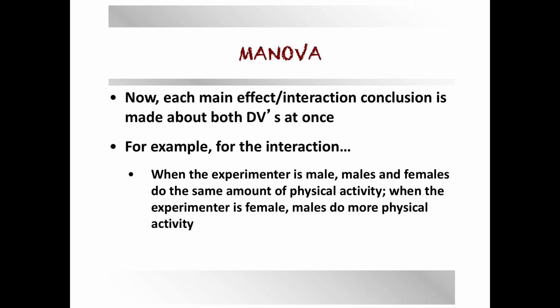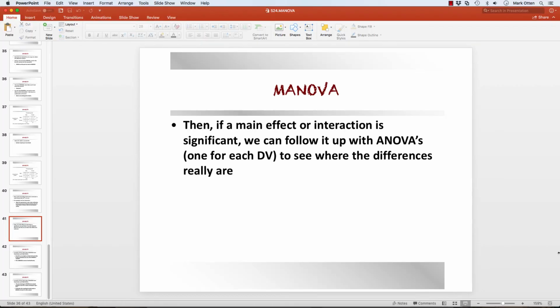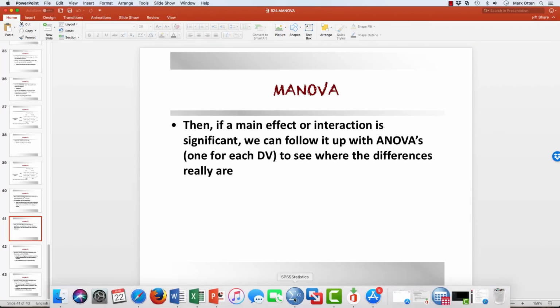If it was just one DV, the first DV was jumping jacks. Now we're expanding it to say physical activity, which is a general term to cover both jumping jacks and push-ups as 2 different, related but not the same, versions of physical activity, and 2 different dependent variables as a result. So for the main effects, it's similar. We can follow up with ANOVAs, 1 for each DV, to see where the differences really are.